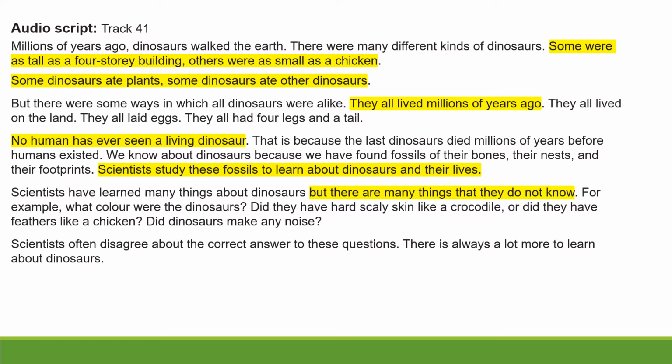Okay, good. Now let's go ahead. No human has ever, continue, we read together. No human has ever seen a living dinosaur. That is because the last dinosaurs died millions of years before humans existed. We know about dinosaurs because we have found fossils of their bones, their nests, and their footprints. Scientists study these fossils to learn about dinosaurs and their lives. Now continue again from the next paragraph.